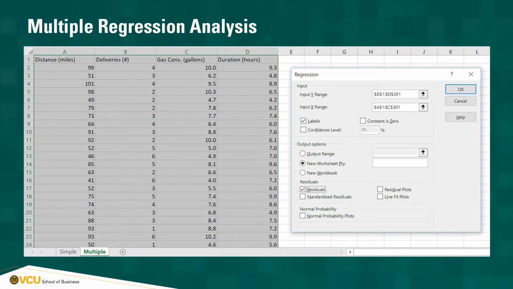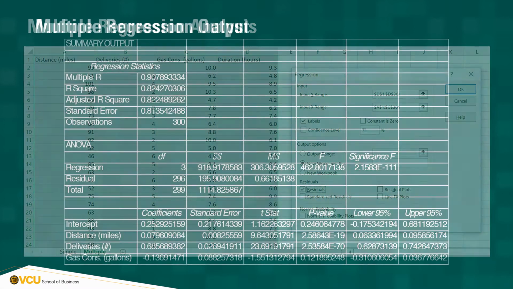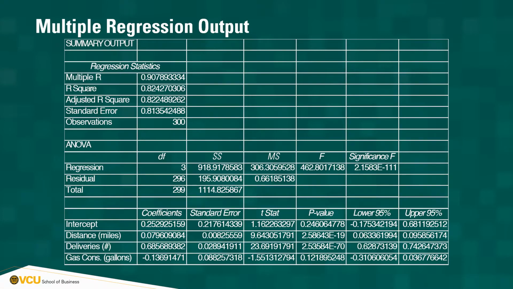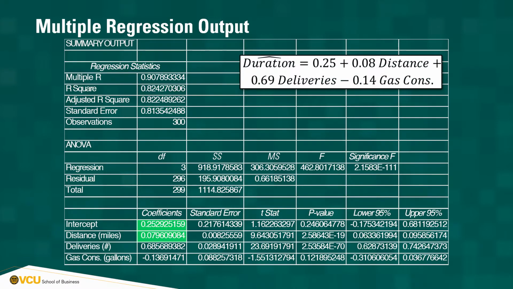Let's go back to the worksheet labeled multiple and run the regression tool again, this time modifying the input X range to A1 to C301, and run it. When we look at the new regression output, we realize that things have not really improved that much. The R-square and the standard error of the residuals are essentially unchanged. And the coefficients for intercept and distance have just increased slightly.